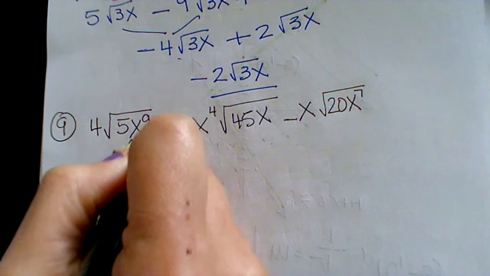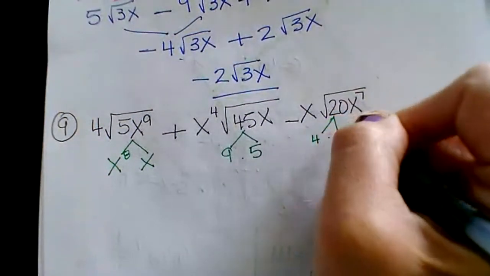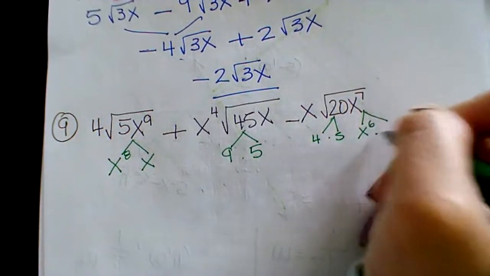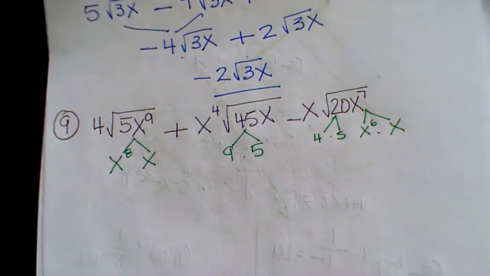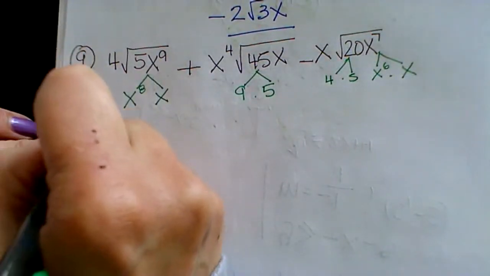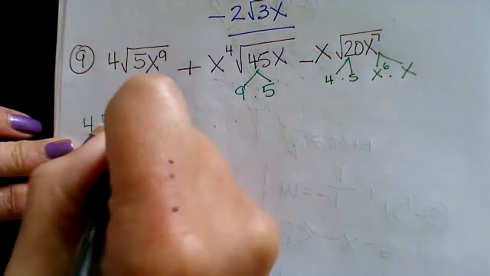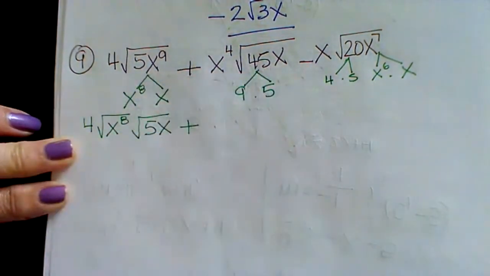And right here, we're going to get the number. So it's going to be 9 times 5. And this one, 4 times 5. And this is going to be X to the what? To the 6th times X. So let's do it. We have 4 times square root of 8 times 5x. That's what we have left.